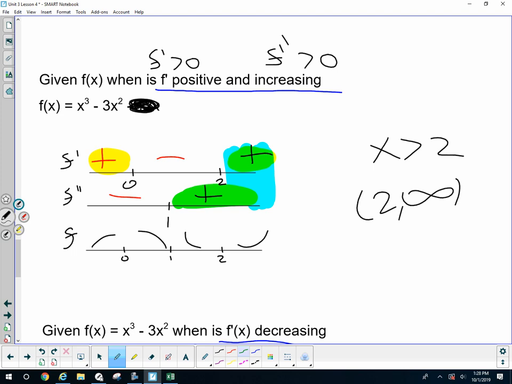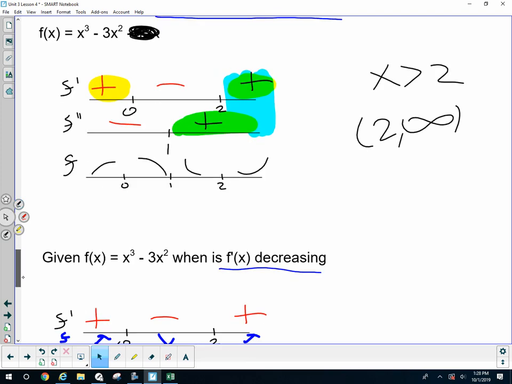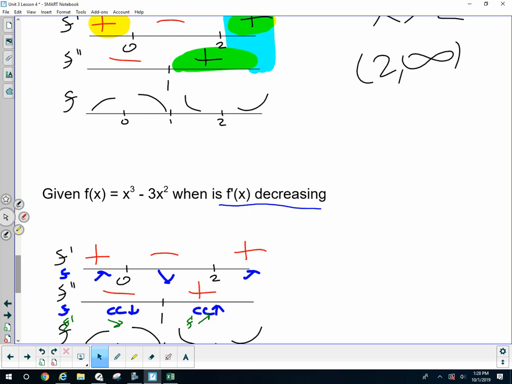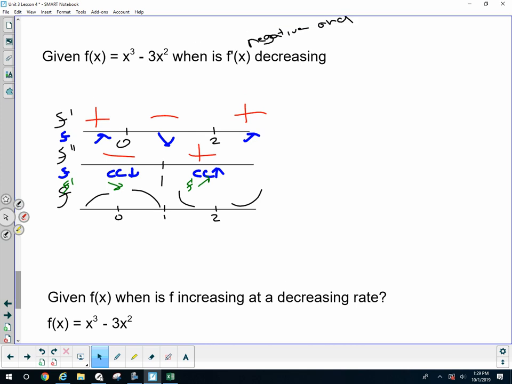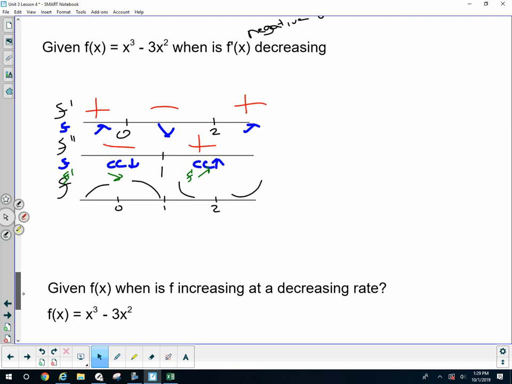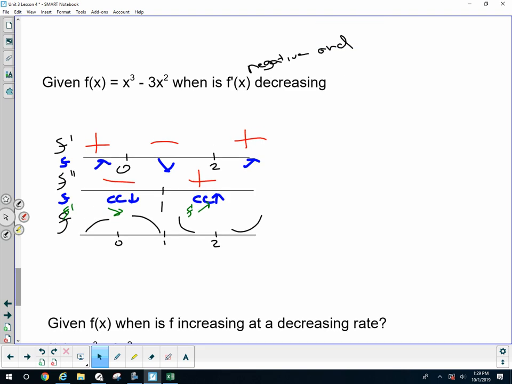Okay, please answer me. When is f prime negative and decreasing? Change it. Not just f prime decreasing, f prime negative and decreasing. Go ahead and discuss the answers with your neighbor.